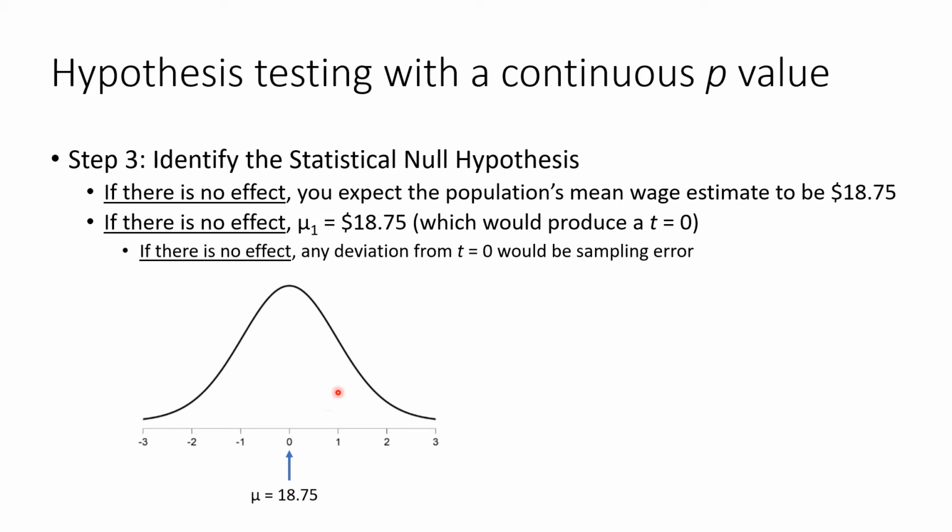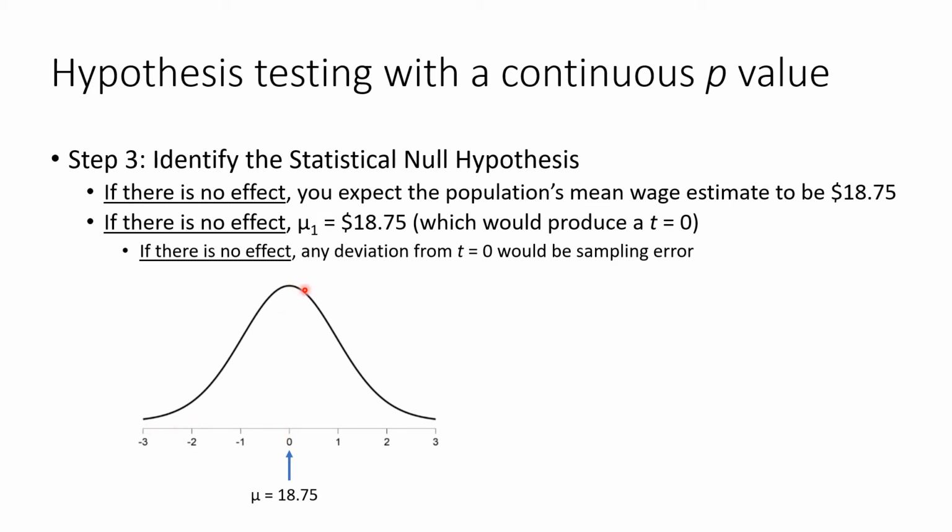But if you get a sample mean close to 18.75, then you're going to get a t value close to 0. Basically, what the null hypothesis is saying is if there's no effect, you should get something close to a t value of 0, and any deviation from that t value is probably due to sampling error.